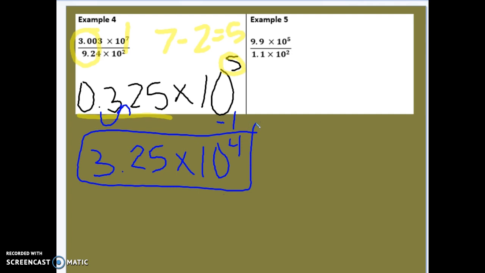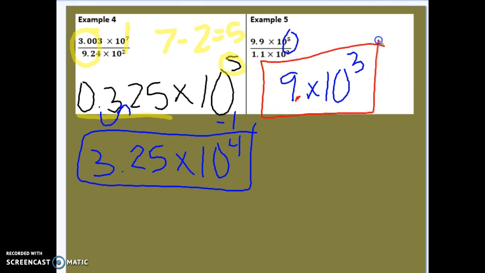Example 5. 9.9 divided by 1.1 is 9. 10 to the 5th and 10 to the 2nd, so we subtract. We get times 10 to the 3rd because 5 minus 2 is 3. Now, because I had a whole number of 9, if I did have a decimal, my decimal would be after the 9. So is this in scientific notation? Is there one digit to the left of the decimal? Yes, there is. So your answer is in scientific notation.